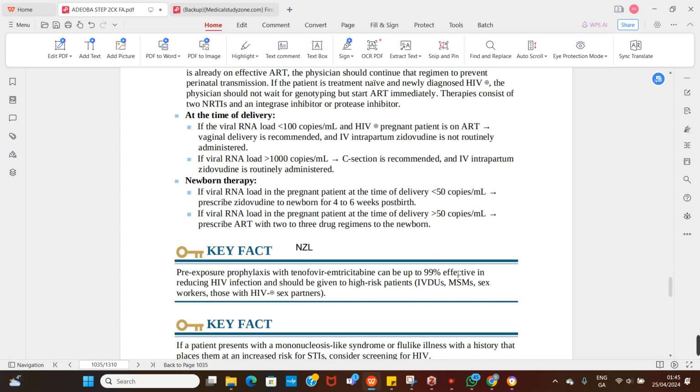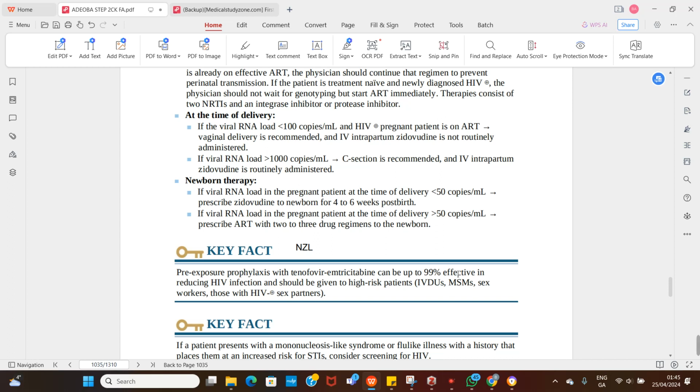you have to give 2 or 3 drug regimen, and the regimen is NZL. Your zidovudine is always there, plus nevirapine, plus or minus lamivudine. So you can decide to use the 3, or you can decide to use just 2, which is zidovudine plus nevirapine.